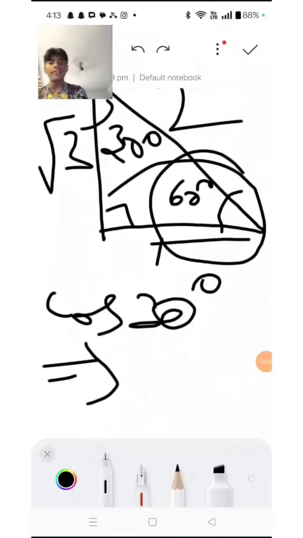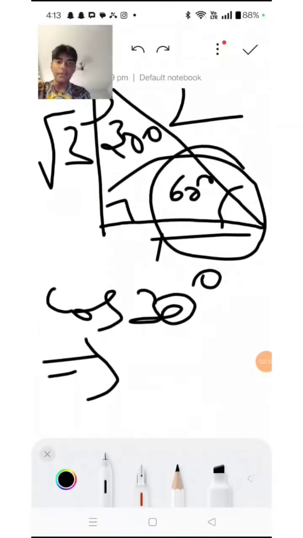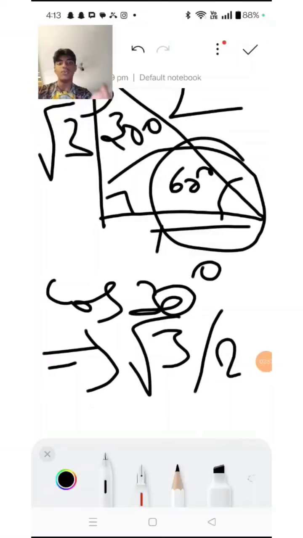So what is cos 30? What is the value of cos? Cos is B by H, right? Base by hypotenuse. In this case, root 3 is the base, so we'll take root 3 by 2. So the value of cos 30 is root 3 by 2.